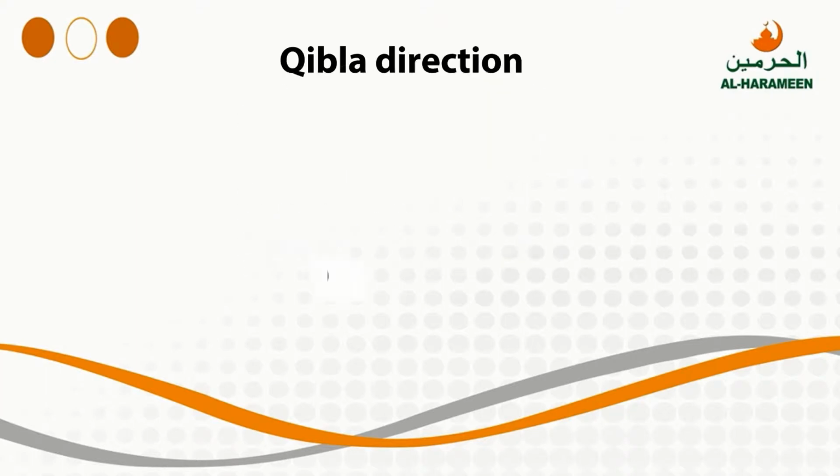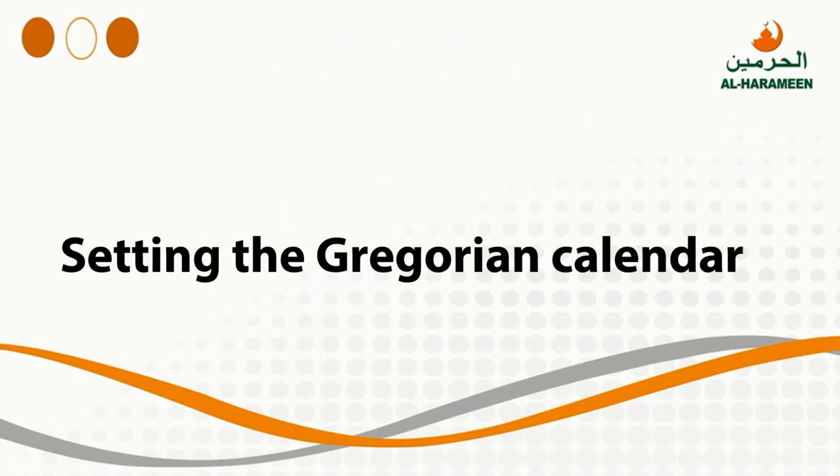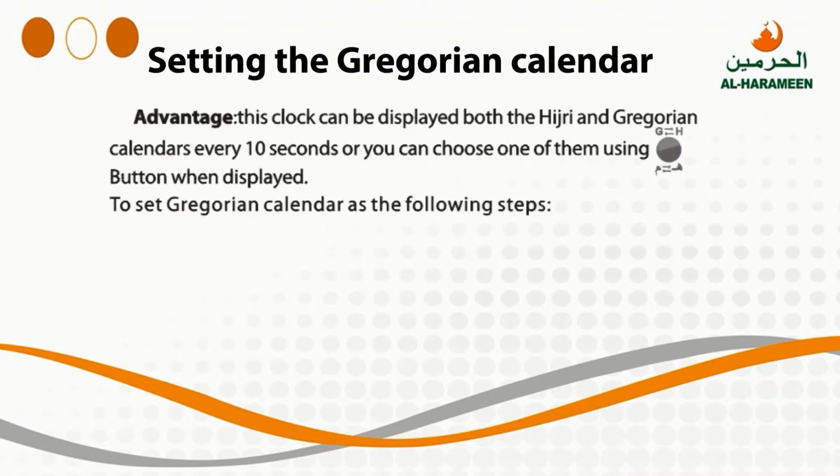Qibla direction. After selecting your city code, the Qibla direction will appear on the screen. The exact Qibla angle will also be displayed. The angle is between 0 and 360 degrees, clockwise from the north. Setting the Gregorian calendar. Advantages. This clock can display both the Hijri and Gregorian calendars every 10 seconds. Or you can choose one of them using G=H button when displayed.